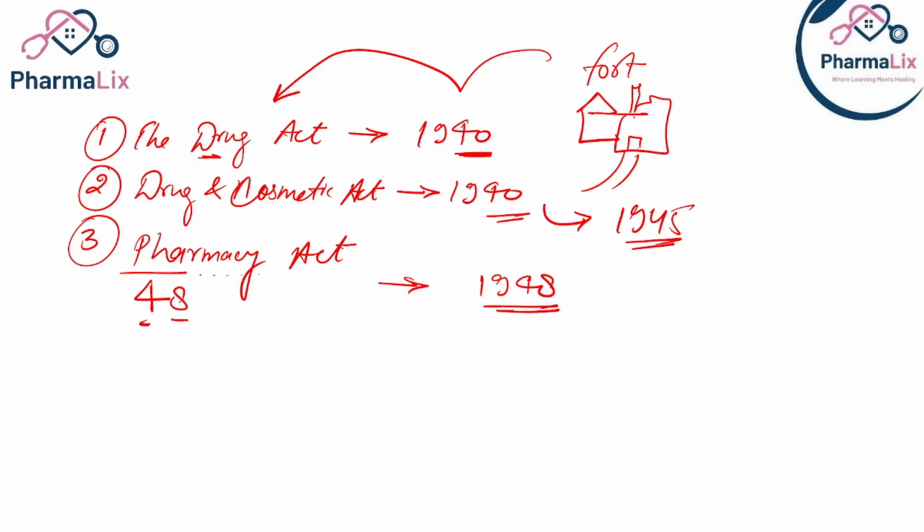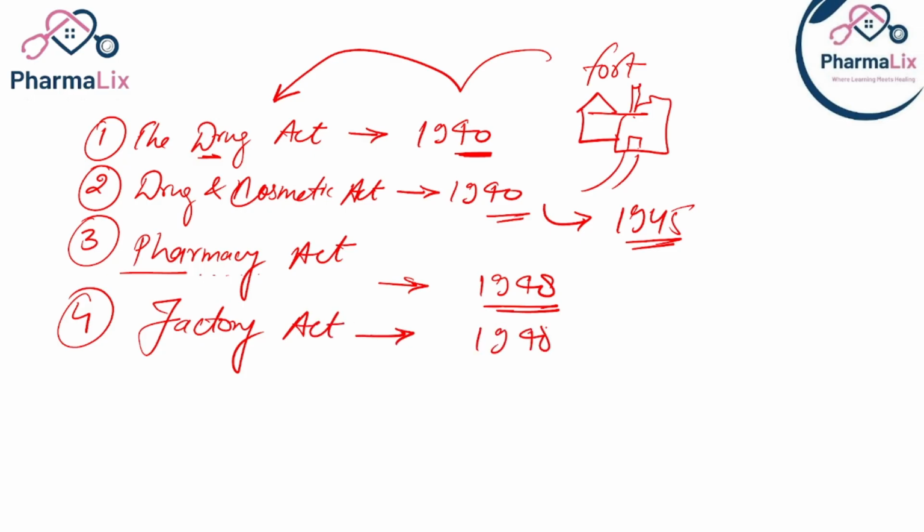So 1948. Next we have the Factory Act. So pharmacy and factory, if there would be pharmacy, there would be a factory producing it. So they came at the very same time, like 1948 for both. So this is the way we can memorize it.